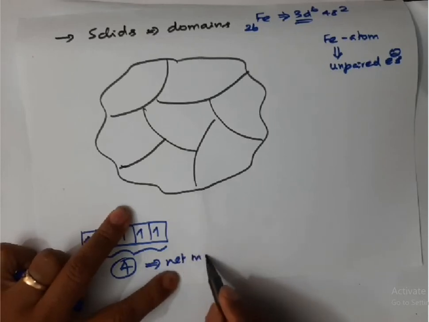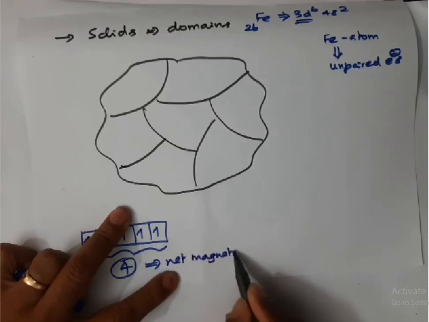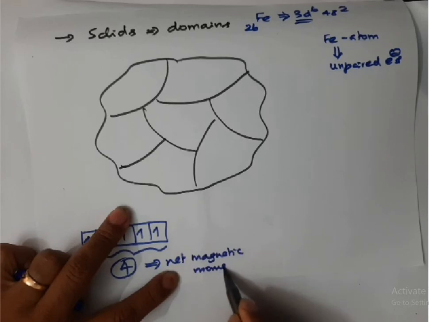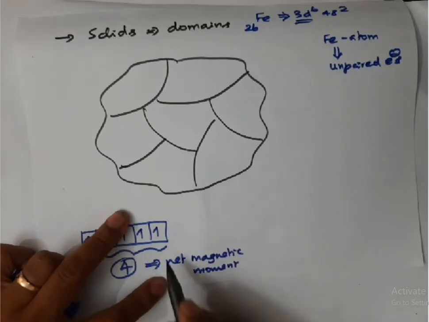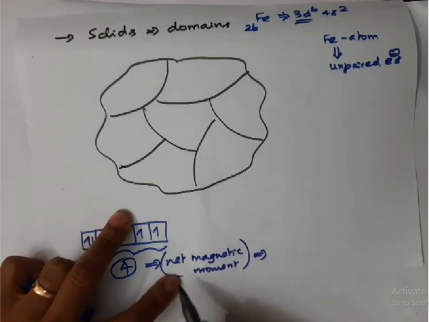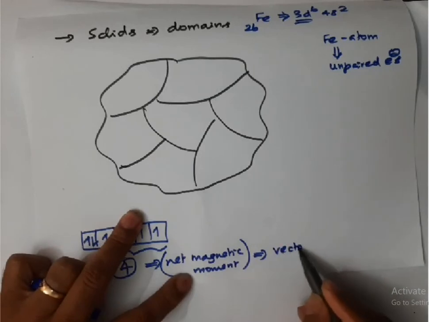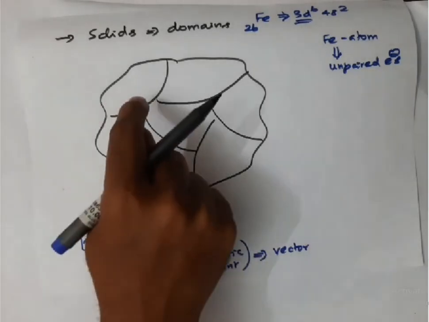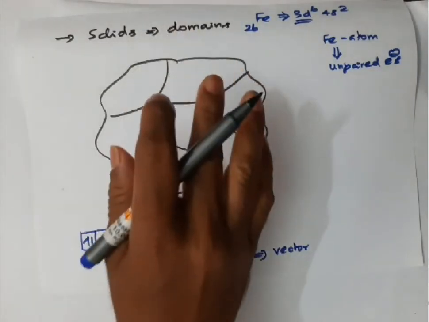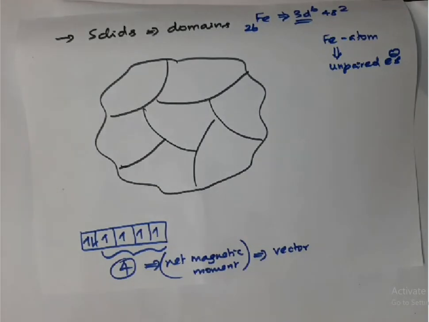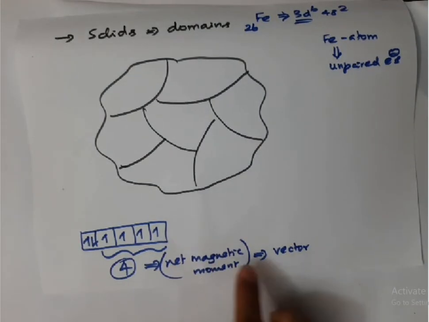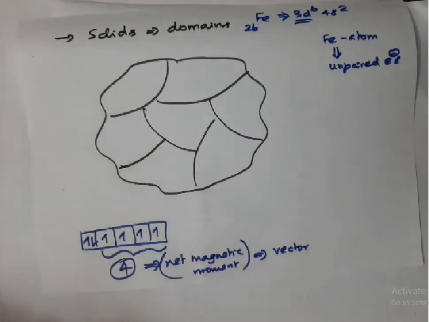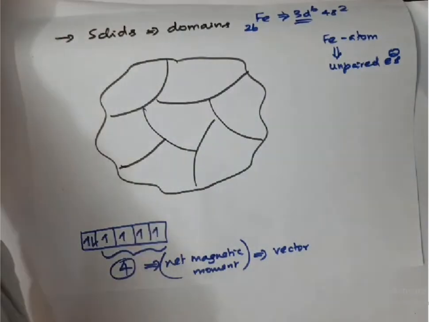You know very well magnetic moment is a vector. So each iron atom present in the solid has a net magnetic moment, and that magnetic moment has direction. Let me show that here.